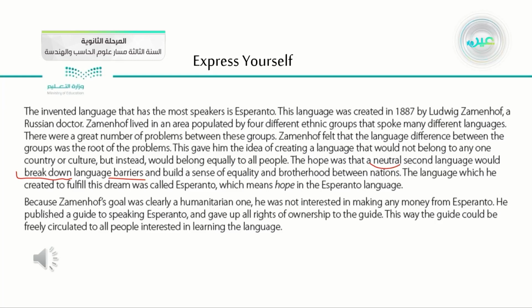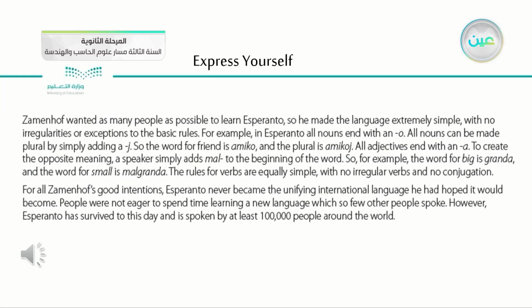Now let's go to the fourth and fifth paragraphs. Language. Zamenhof wanted as many people as possible to learn Esperanto, so he made the language extremely simple, with no irregularities or exceptions to the basic rules.